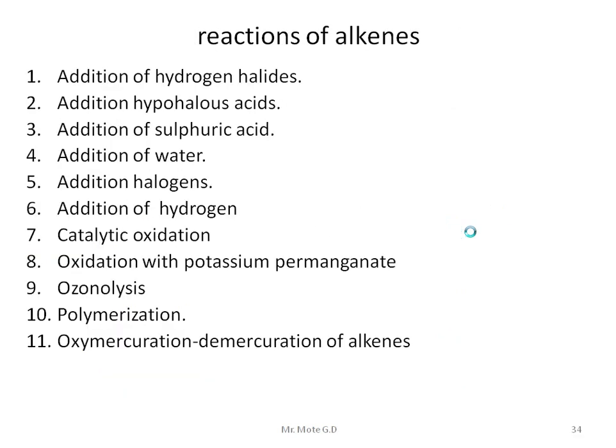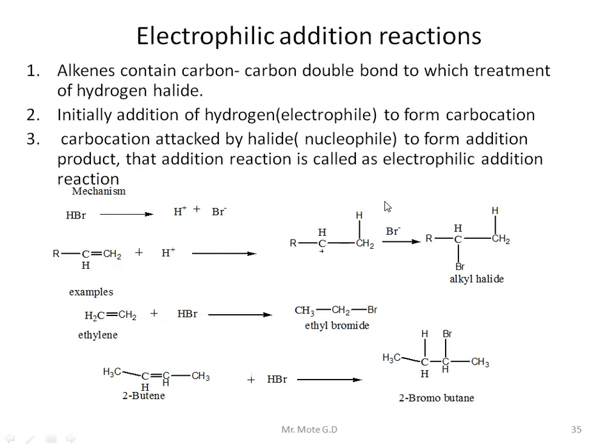So the first 5 or 6 reactions are related to electrophilic addition reaction. Electrophilic addition reaction in the sense addition of H and Br that leads to the formation of alkyl halide. Alkenes contain a carbon-carbon double bond, which on treatment with hydrogen halides, initially adds a hydrogen atom, that is the electrophile, to form a carbocation, and the carbocation is attacked by a nucleophile, that is the halide, to form the addition product. That addition reaction is called electrophilic addition reaction.